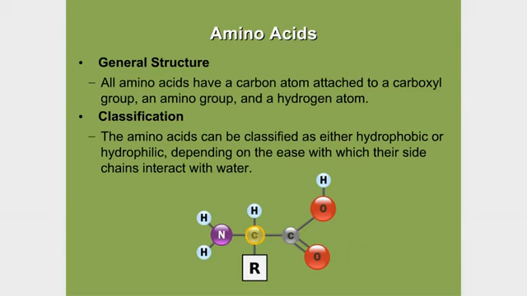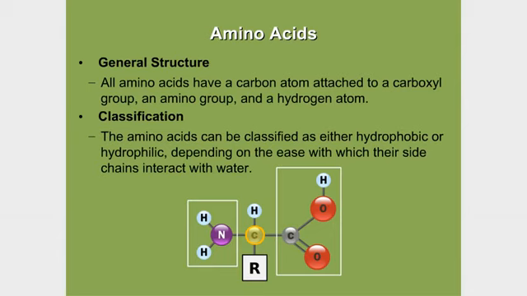Attached to the alpha carbon, shown here outlined in the white box, is the carboxyl group. So the carboxyl group is referred to as an alpha carboxyl group because it's attached to the alpha carbon. Also attached to the alpha carbon is an amino group outlined in the white box. So it's referred to as an alpha amino group. And also attached to the alpha carbon is a hydrogen atom. And also attached to the alpha carbon is an R group.